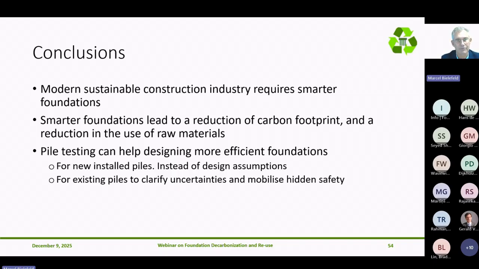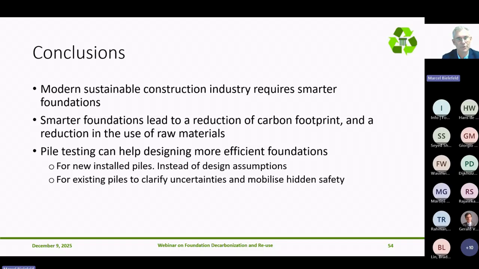That's not only good for the environmental reduction of raw materials, but also of the transport of it, getting the raw materials from the soil, from Mother Earth. That's good. But also applying less material is quite often good for the budget. Pile testing can help make more efficient and smarter foundations.